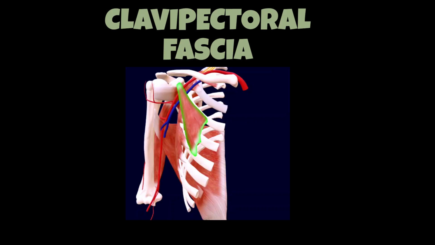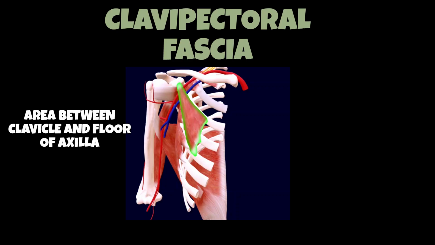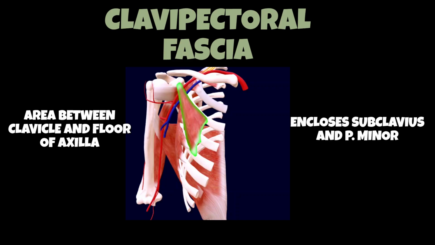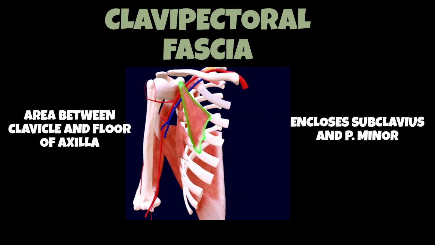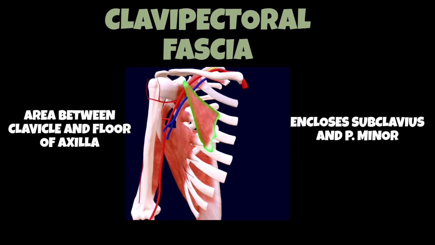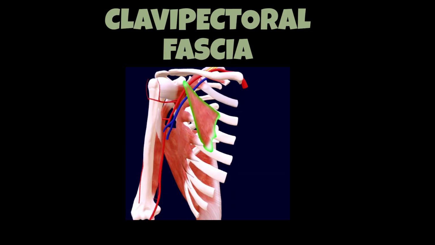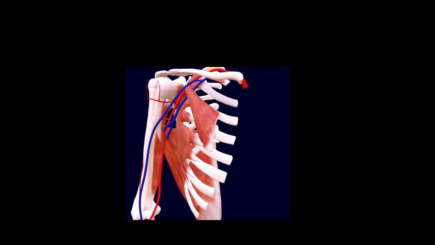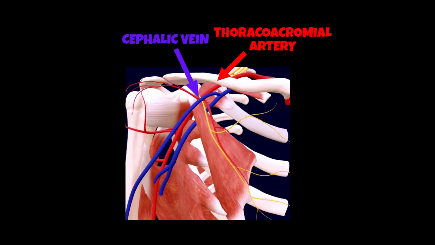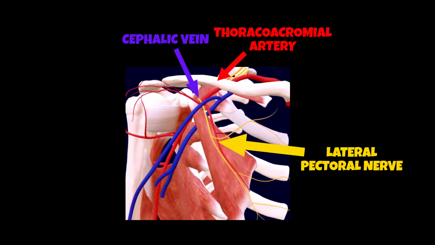Finally, coming on to the clavipectoral fascia, which is a strong sheet of connective tissue that spans the area between the clavicle and the floor of the axilla. It encloses both subclavius and pectoralis minor muscle, provides a protective barrier around the vessels and nerves, and allows structures to pass through it to move between the axilla and the anterior chest wall. Coming to the structures passing through it, we have one vein, one artery, and one nerve, which are the cephalic vein, the thoracoacromial artery and its pectoral branch, and the lateral pectoral nerve.